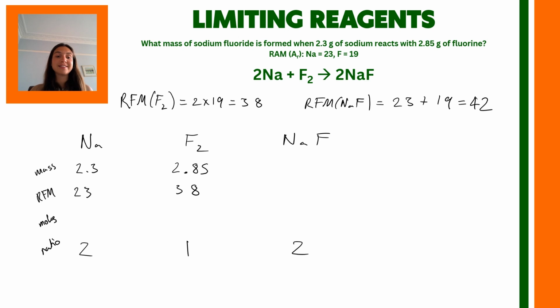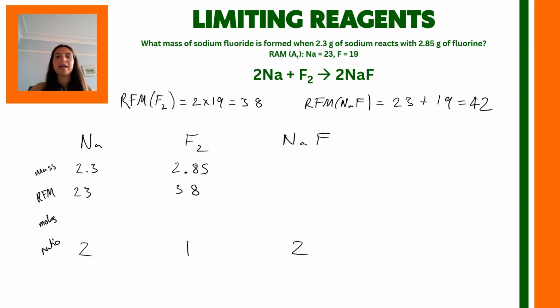And let me fill in some information that I know. So the information in my question, I've got the mass of my sodium, 2.3, and the mass of my fluorine, 2.85. And now I have the relative formula mass of my sodium, which is just the same as its relative atomic mass, 23. And for my fluorine, I've got 38, which I just worked out.